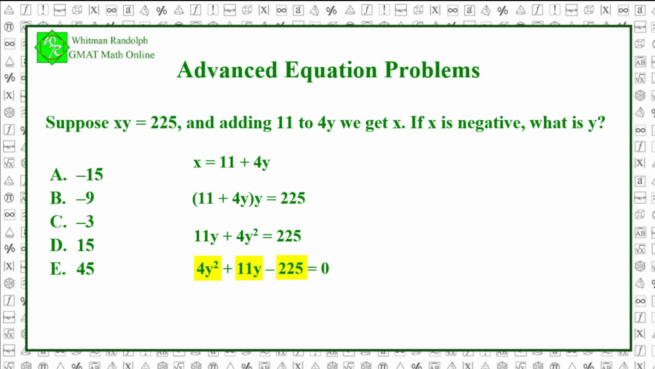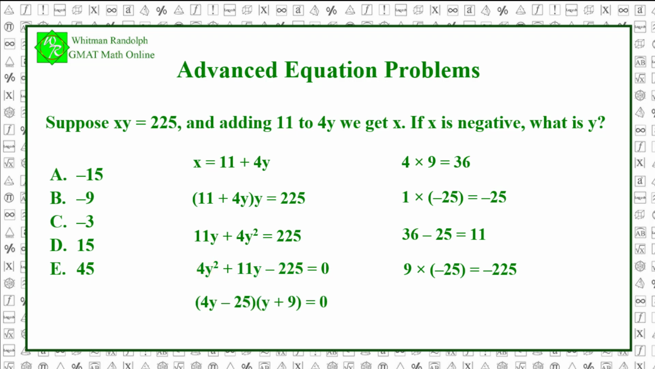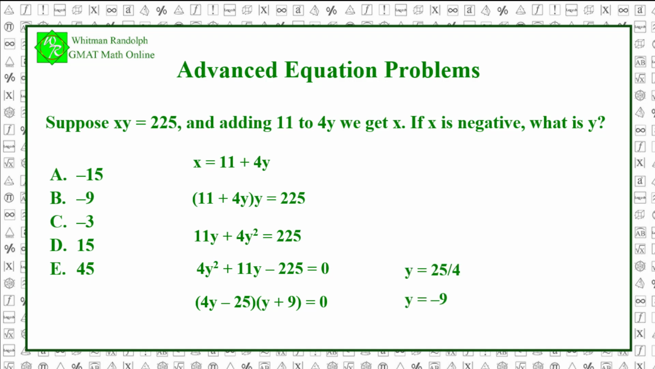We can get these by multiplying 4 times 9 to get 36, and 1 times minus 25 to get minus 25. Also, 9 times minus 25 equals minus 225. This gives us the factorization of the quadratic. 4y minus 25 times y plus 9 equals 0. And from this we have two roots for y. Y equals 25 over 4, and y equals minus 9.